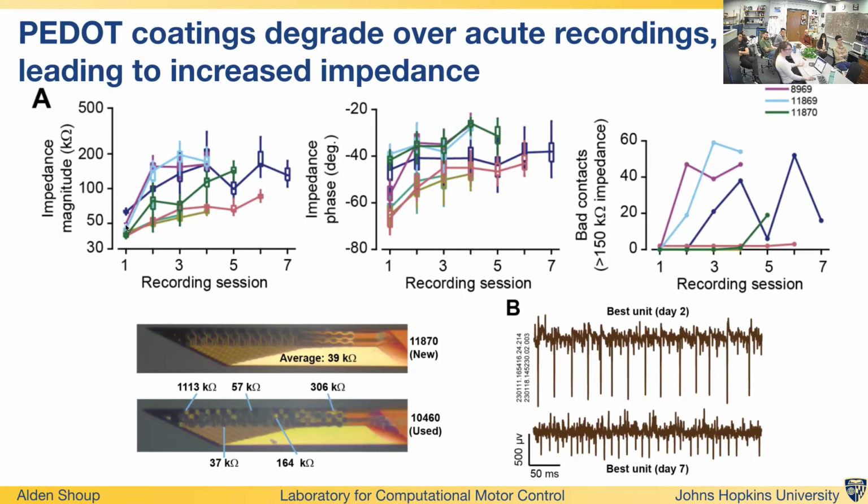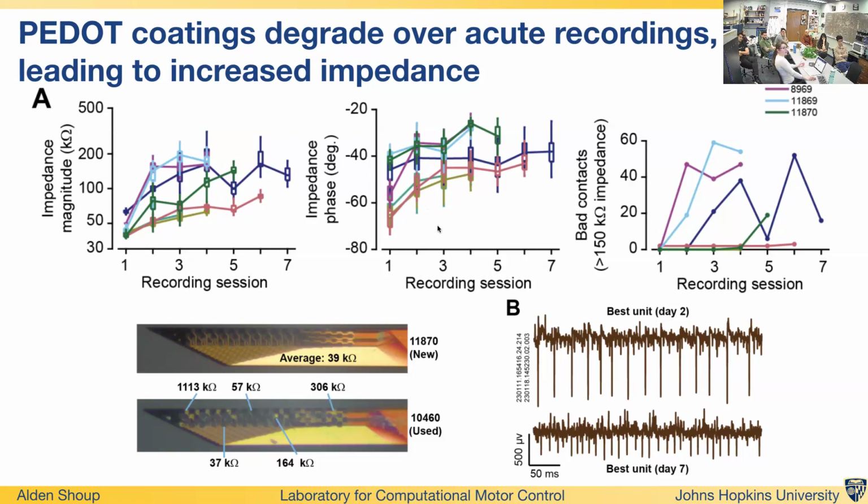Most of these probes come with an average impedance of 50 kiloohms, and that's what we set as our expected new probe impedance, but also what we would hope to get back to if we're able to rejuvenate these probes. And I'll show you guys how that happens. In addition to that, our impedance phase tends to be around -60, -50 when the probe comes to us brand new.